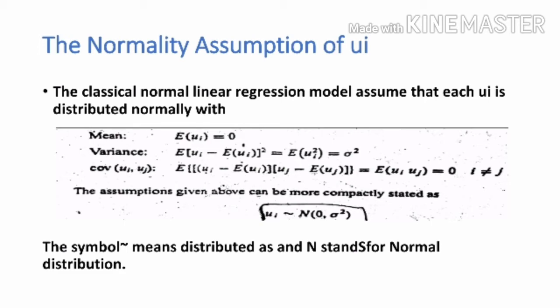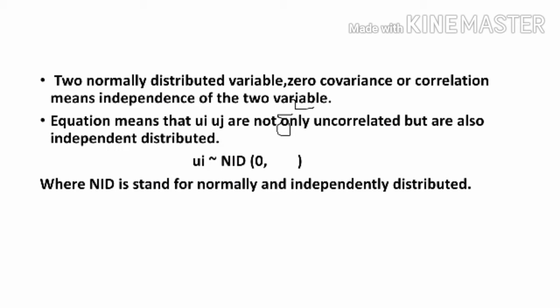The assumptions given can be stated more compactly: ui is distributed as N, where N stands for the normal distribution. For two normally distributed variables, zero covariance or correlation means independence of the two variables. The second point is that the equation means that ui and uj are not only uncorrelated but also independently distributed. You see the equations, where NID stands for normally and independently distributed.